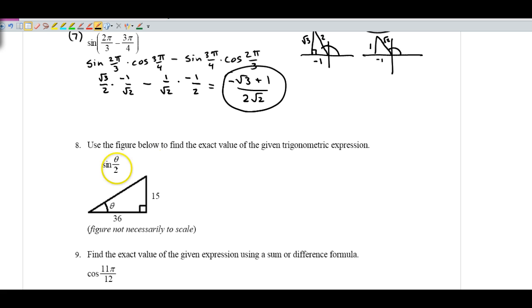This is the sine of theta over 2. The formula for the half angle is the sine of theta over 2 is equal to the square root of 1 minus cosine theta over 2. So if I use this triangle, this is a 5, 12, 13 in disguise. This is 12 times 3 is 36. 5 times 3 is 15. So 13 times 3 is 39.